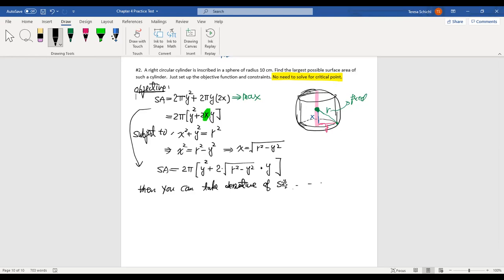For this problem, I think the hardest part is the objective function. The constraint is kind of easy, because after you graph it, you know it's the Pythagorean relation. They have this very good relation, Pythagorean. All right, that's it. That is all the problems in the chapter 4 practice test, and I think we covered the majority of the key points for chapter 4.